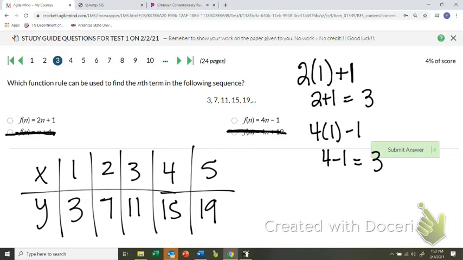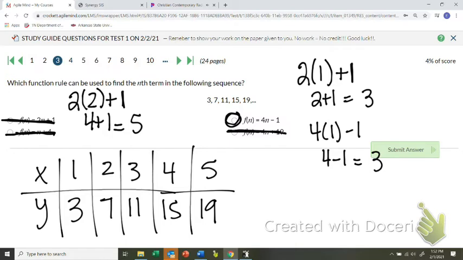So this time, let's plug in 2. 2 times 2 plus 1. Oh, well, that says when we plug in a 2, we're supposed to get out a 7. So that's not it. So, yes, we have one answer left, but let's make sure. 4 times 2 minus 1. Is that correct? Yes. So 4n minus 1 is correct.